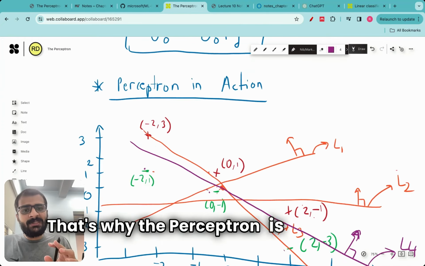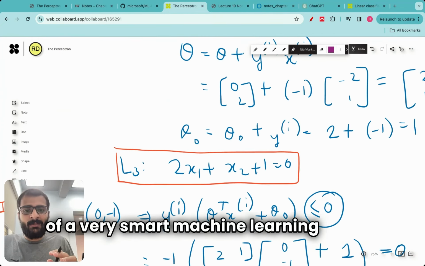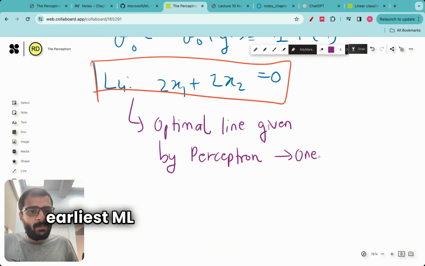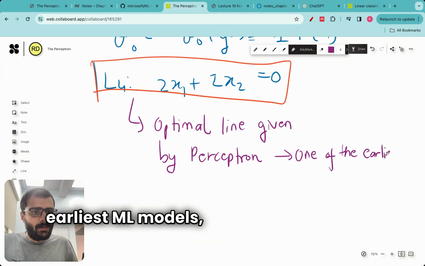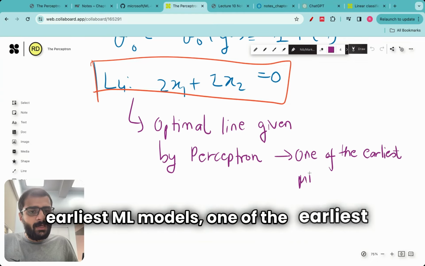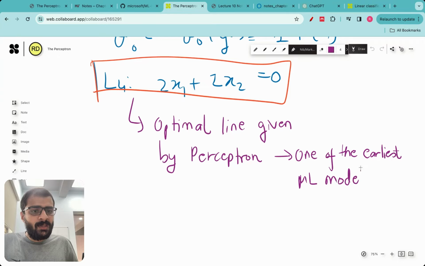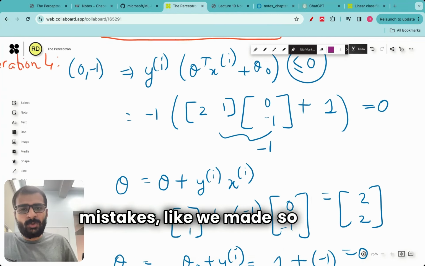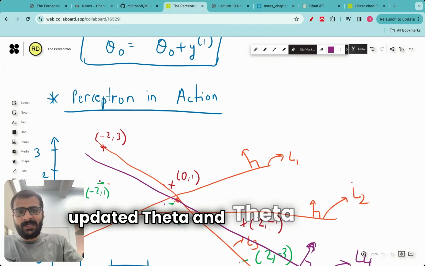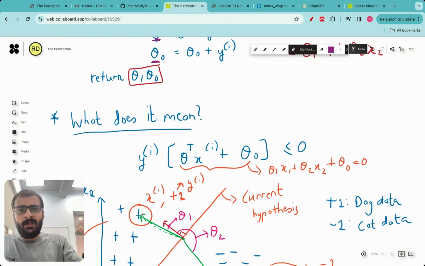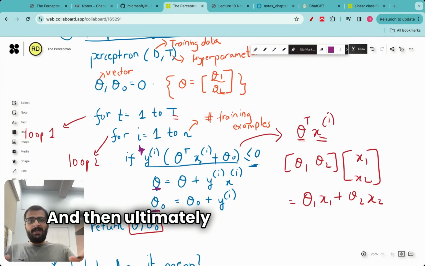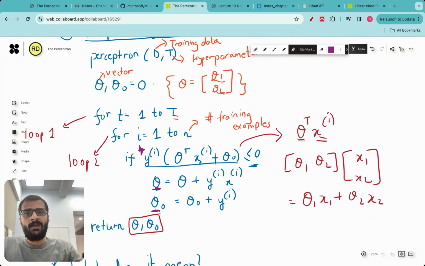That's why the perceptron is an example of a very smart machine learning model. It was one of the earliest ML models because it learns on its own when it makes mistakes. Like we made so many mistakes here, and we updated theta and theta naught every single time, right? So updating theta and theta naught is the machine learning, and then ultimately it gets to the perfect answer.